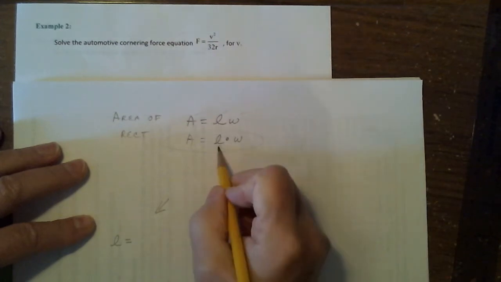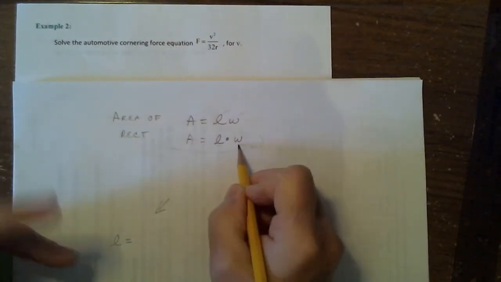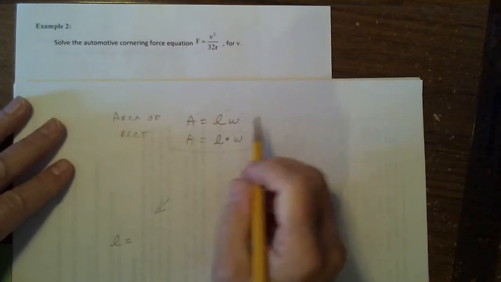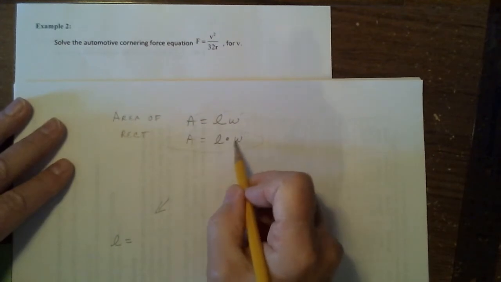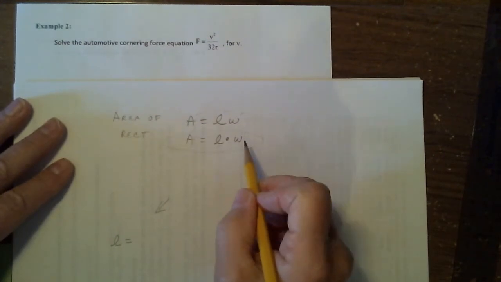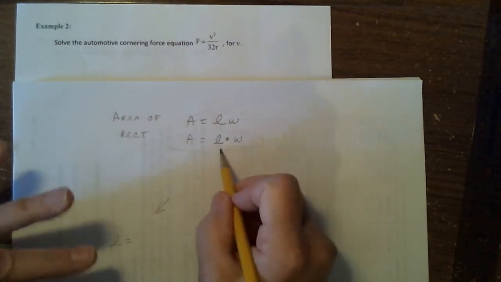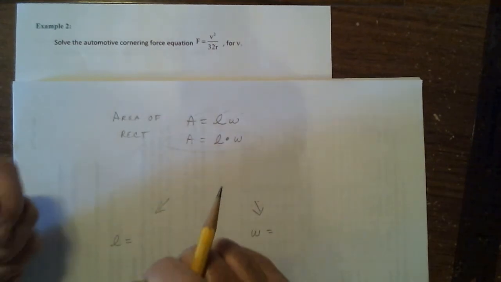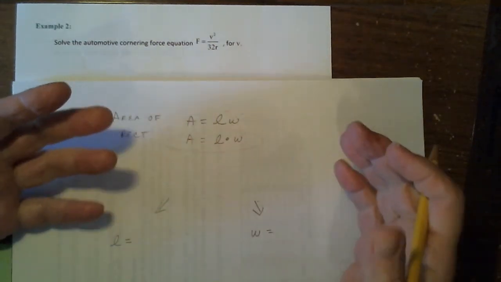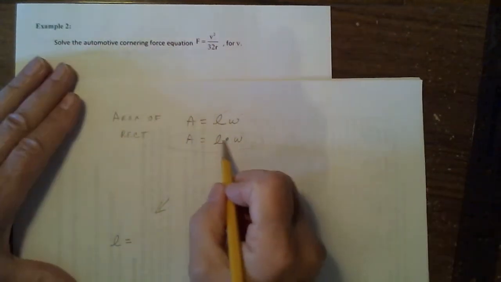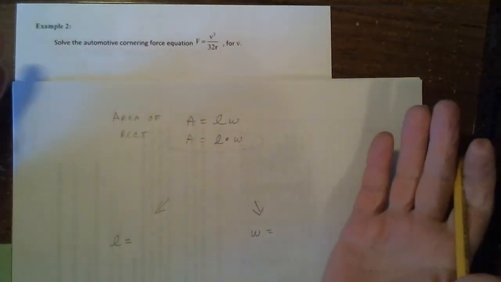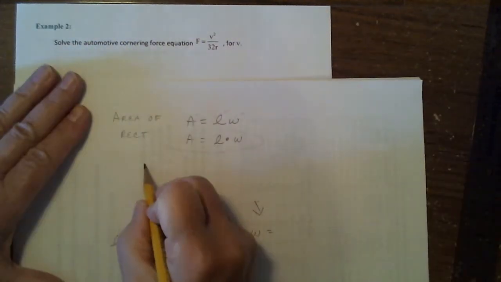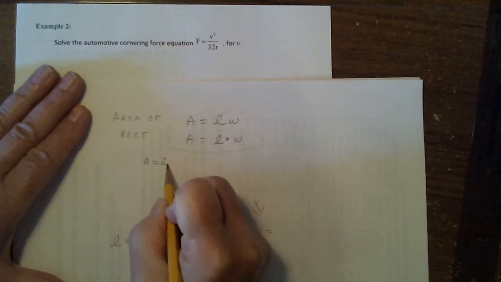So in order to isolate the L, this guy's got to go. He's in the way. And we have to break this action that's going on here. Right now the width and the length are being multiplied by each other. So in order to undo that, we have to do the opposite of what it's doing. The opposite of multiplication is division. So let me start again over here, length times width.